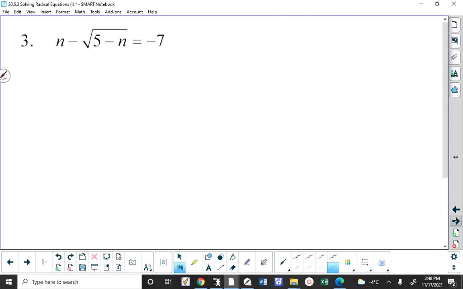Okay, n minus root 5 minus n equals -7. So we have to isolate that radical. I think you know my philosophy by now regarding terms that are going to be isolated. I would rather isolate a term so that it's positive than isolate it so that it's negative. So right now it's -1 root 5 minus n. I'm going to add that to the other side to get positive root 5 minus n. And this will be equal to n plus 7 when I add that 7 to the other side.